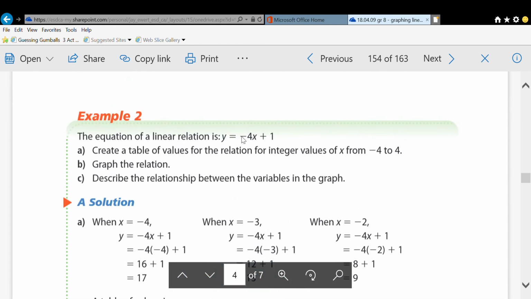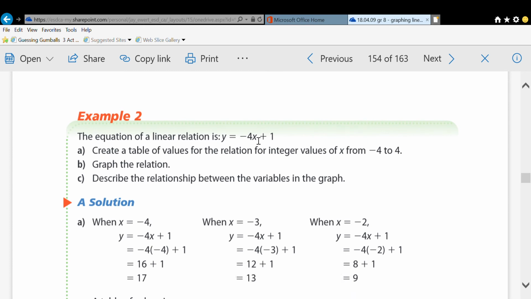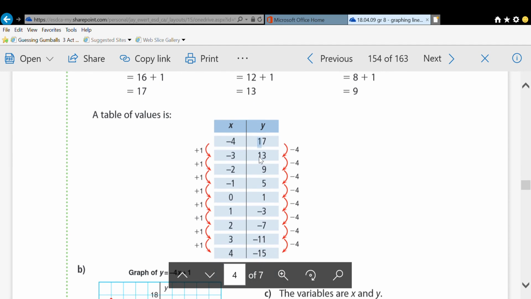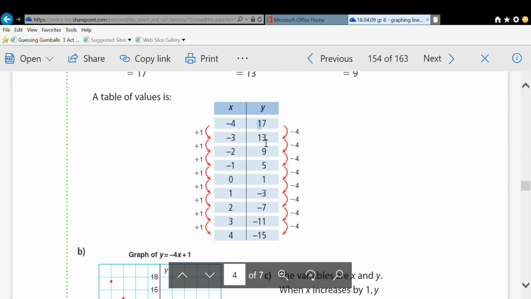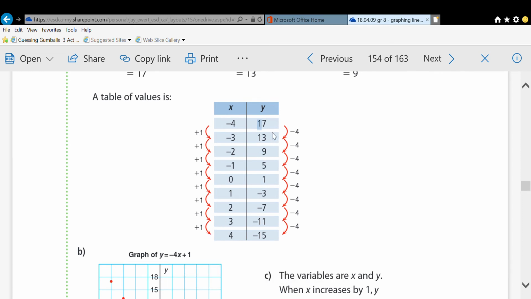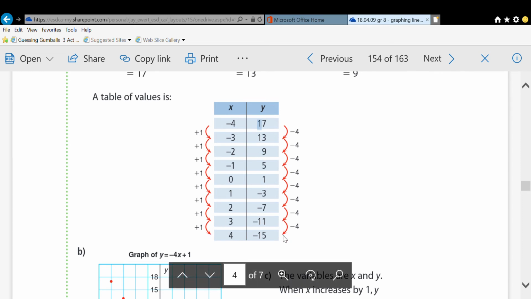What if it was minus 3? Minus 4 times minus 3, well, that's 12 plus 1. Then y would equal 13. So if x is minus 3, y is 13. By the time you get to the third stage, you see a pattern. This is going up by 1 each time. This is minusing 4 each time.